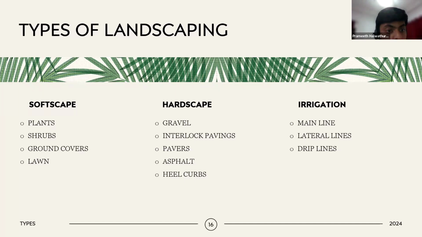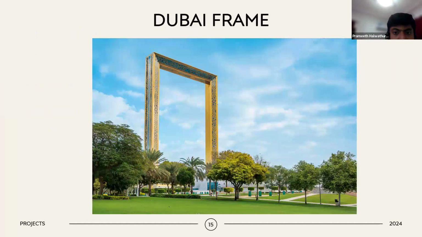Okay, let's go. For the softscape, you know that now we have some idea: softscape, hardscape, irrigation. You can see here, we have a lot of things in the Dubai Frame area. We have the softscape, we have the landscape and the irrigation. You can see everything in this drawing.